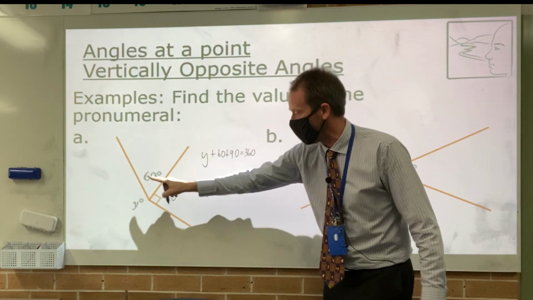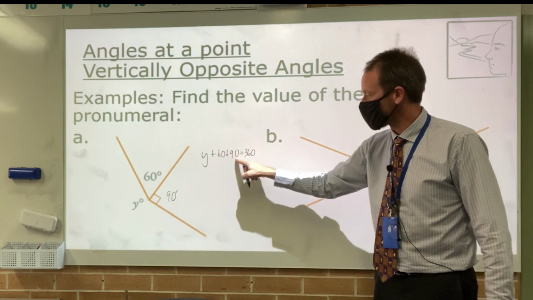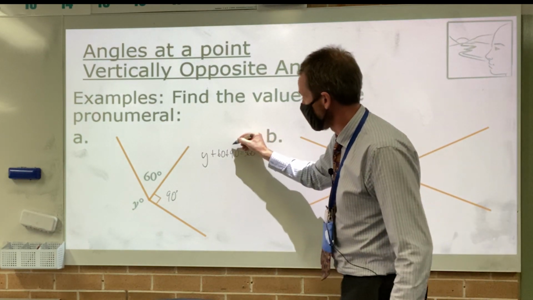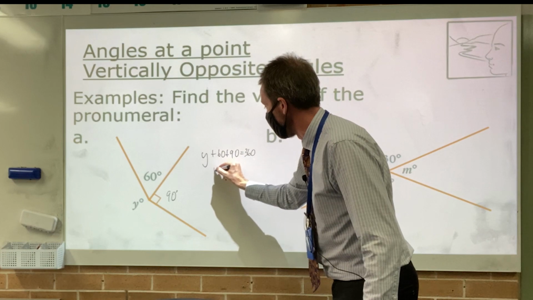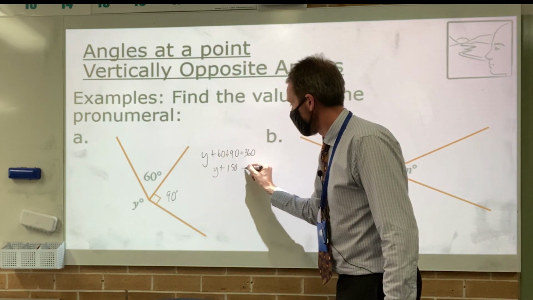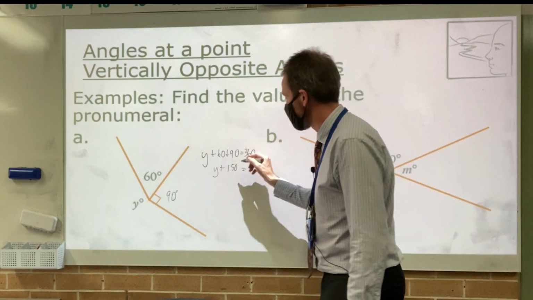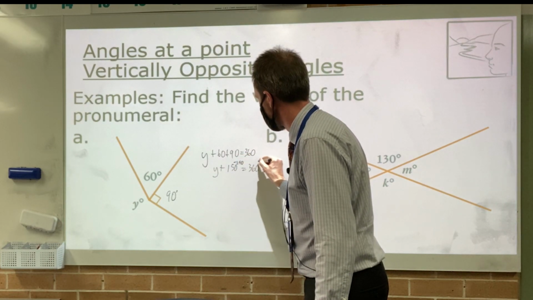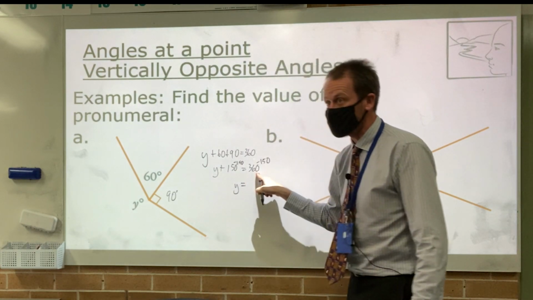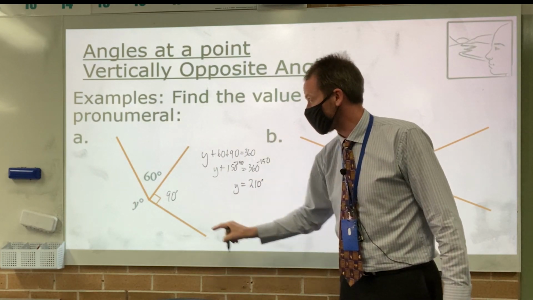So what I should be able to see is that y plus 60 plus 90 equals 360 degrees because they're angles at a point. So when I add those three together, it should equal 360. Let's actually simplify it a bit first. So I've actually got y plus 150 equals 360. I then take 150 away from both sides to keep it balanced. And then y, 360 minus 150, is 210 degrees. That makes it really easy to find.